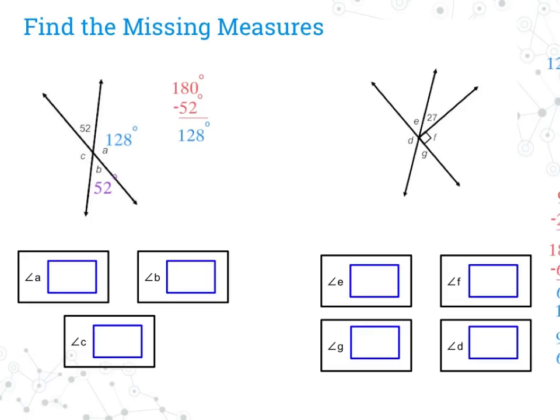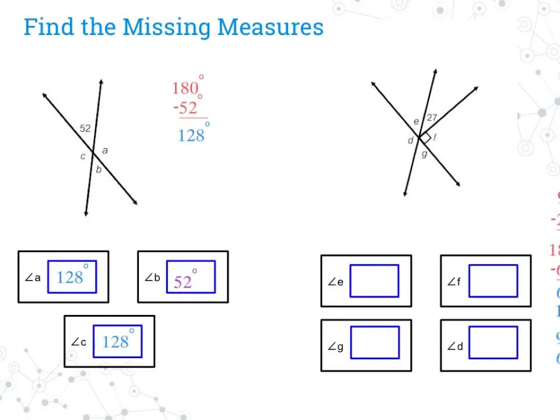Now with angle C, I can notice that angle A and angle C are across from each other, and they're formed by intersecting lines, which means they're going to be equal and congruent, because they're vertical angles. So if A is 128 degrees, C is also 128 degrees. Let's fill in what we're missing in our boxes. C is 128 degrees, B is 52 degrees, and A is 128 degrees. So that takes care of that one.